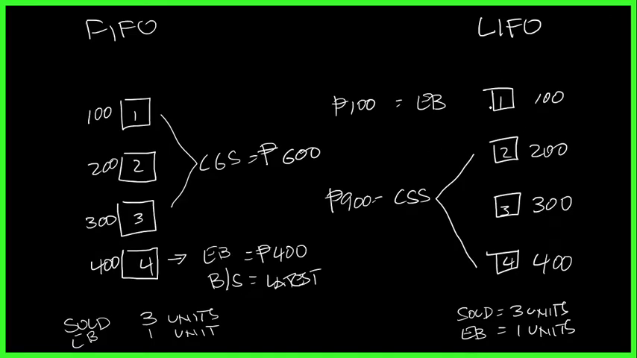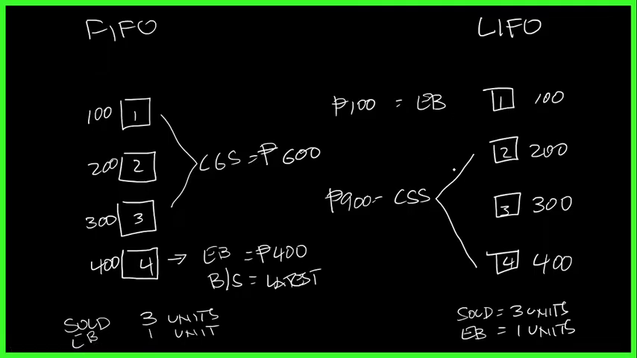Dito naman sa last in, first out, you will notice that the ending inventory, which will go to your balance sheet, will be reflected at the earliest price. So this is the disadvantage of using last in, first out. Your inventories in the balance sheet may not be as updated as using first in, first out.